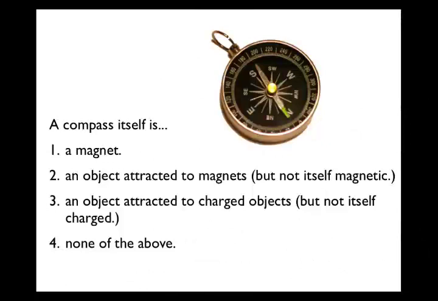How about a compass? A compass, as we observed in the lab, swings and aligns so that one of the needles points toward the geographic North Pole. What does that tell you about what a compass is? A compass itself is a magnet, an object attracted to magnets but not itself magnetic, an object attracted to charged objects but not itself charged, or none of the above. The correct answer that you should have deduced in the tutorial is that a compass itself is a magnet.